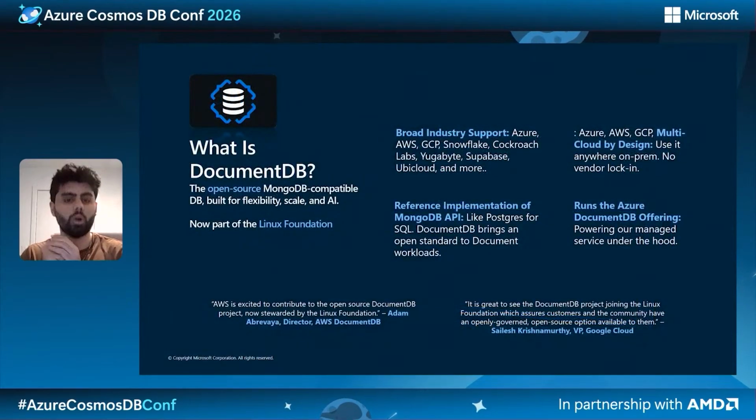It is an open source MongoDB compatible database built for flexibility, scale, and AI. It is now part of the Linux Foundation, and it has industry support from Azure, AWS, GCP, Snowflake, Cockroach Labs, and so many more. It also gives you the ability to run your Document DB instance on AWS, GCP, and Azure at the same time, where you can replicate information across all the clouds, so you're not locked in to a vendor. And you can also run it on-prem, as I showed in the demo a few seconds ago.